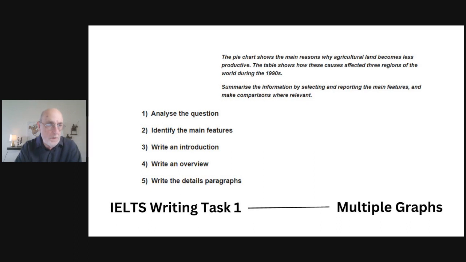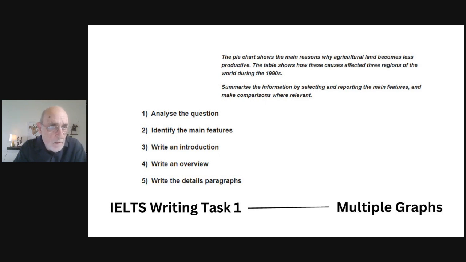So for example, as you look at the question that you're dealing with here, you'll not only have the diagrams and charts that you need to deal with. First of all, you'll have a description of what you're seeing. The pie chart shows the main reasons why agricultural land becomes less productive, and the table shows how these causes affected 3 regions of the world during the 1990s. So that's a description of what you're seeing. And then you have your task. Summarize the information, select and report the main features, and make comparisons where relevant.